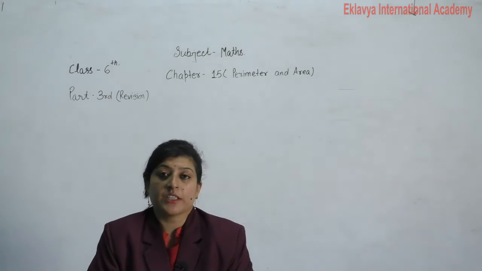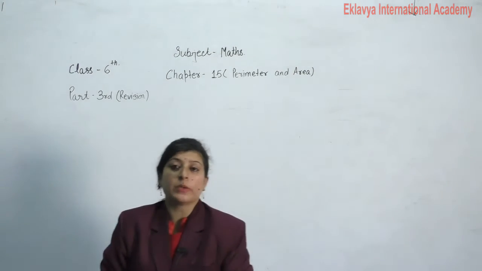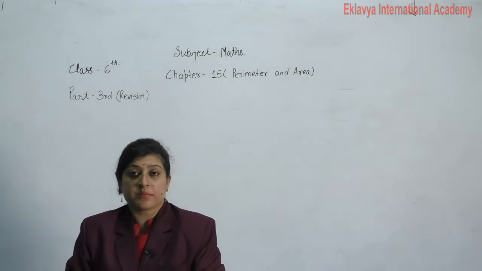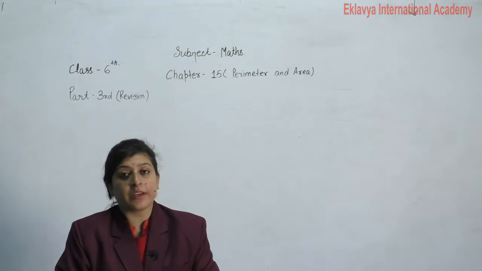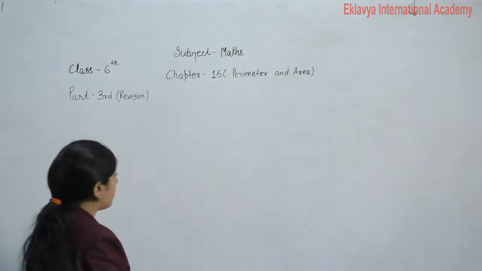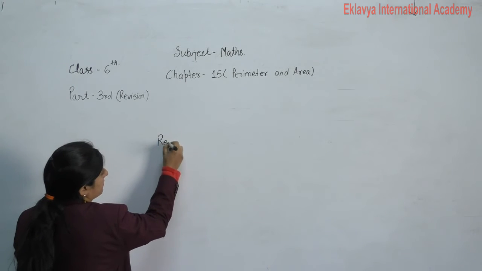Today we will continue our chapter 15, perimeter and area. Now we are doing revision. Perimeter was already explained in your revision parts first and second, and today we will describe the area. Basically, we take the area of a rectangle and a square.